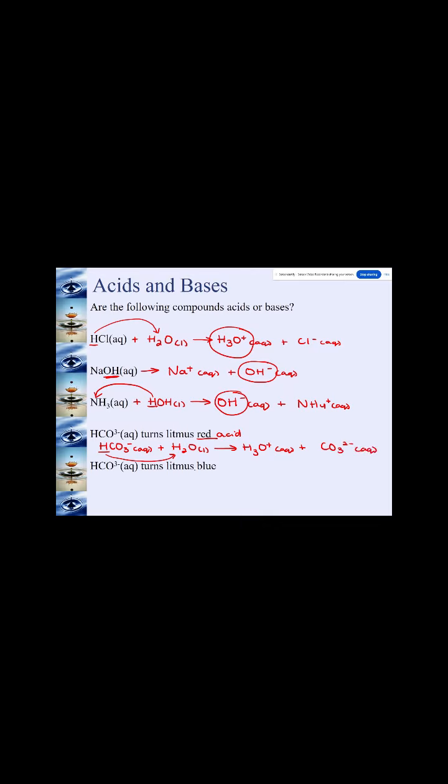Now, what if instead we treat it as a base and say that it's turning litmus blue, acting as a base? HCO3- is now, instead of giving a hydrogen to water, like acids do, going to take the hydrogen away from water, leaving water, once it loses that hydrogen, as the hydroxide ion, and we now produce H2CO3 as that gains another hydrogen. Okay?